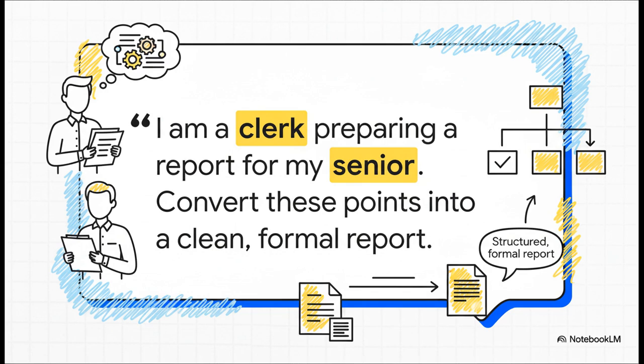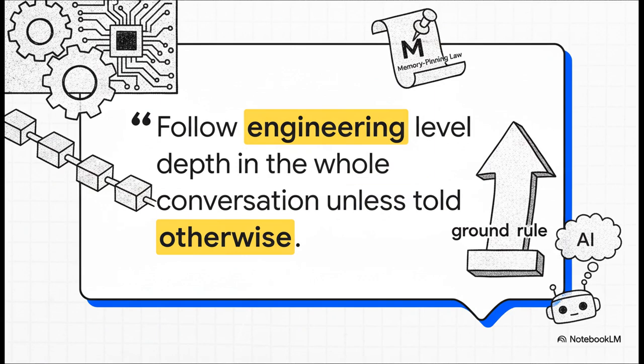Bam! Now the AI knows the output has to be professional, structured, and formal. It's tailoring the result just for you. And to make sure things stay on track, we've got the memory pinning law. This is kind of like setting a ground rule for the whole chat. With a prompt like this, you're telling the AI to maintain a certain level of technical depth, so you don't have to keep reminding it with every single follow-up question. It's a real time saver.